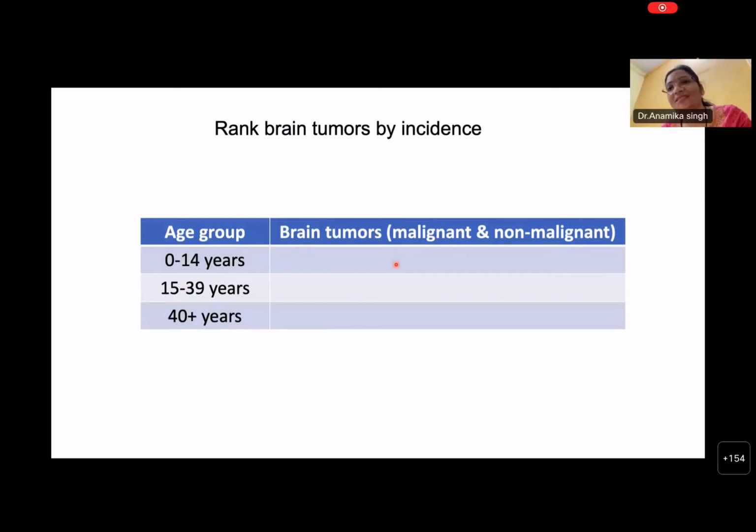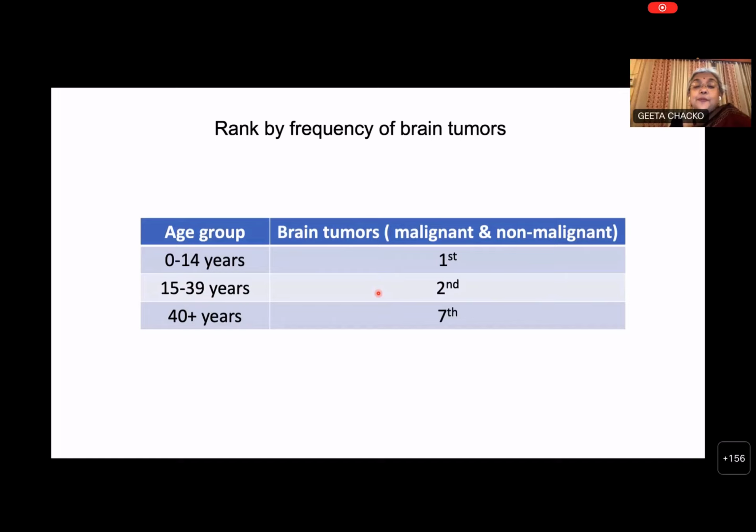Ma'am, they are frequent. What about Burjesh? 15 to 39 age group, do you think it's very common? No, I think it's rare. Okay. So you feel that the 15 to 39 it's rare, and in the 40 plus, Shatabdi? It may be intermediate.